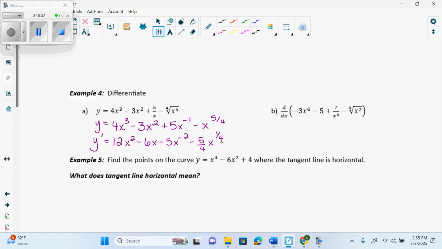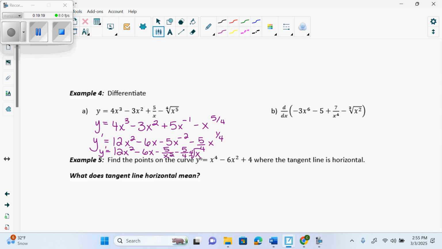1/4. So if they want to rewrite this, they can, as in 12x squared minus 6x minus 5 over x squared, and then this would be minus 5 over 4, the 4th root of x. Would be another option.